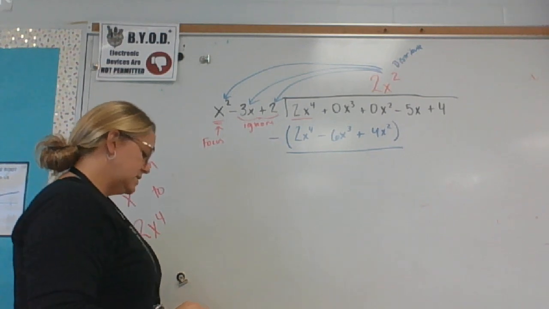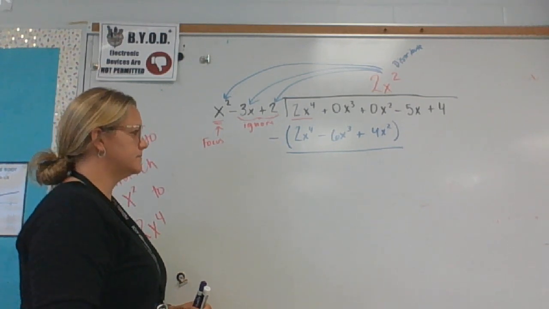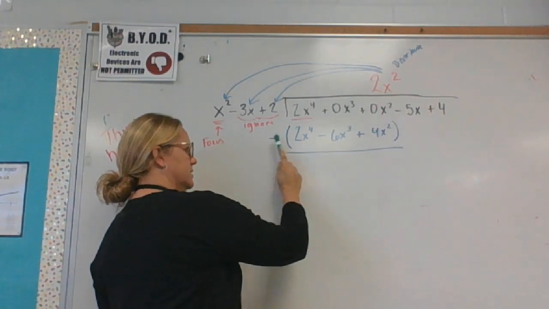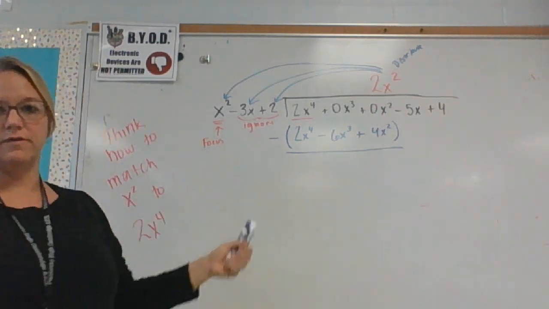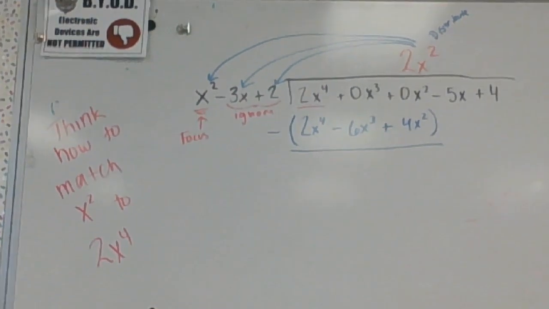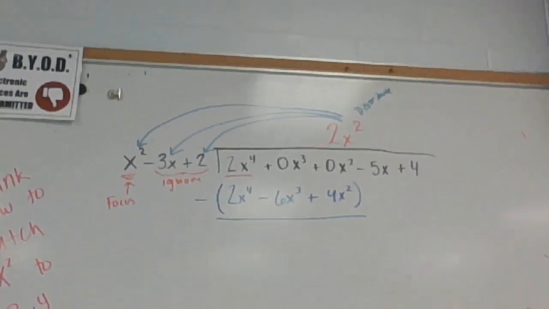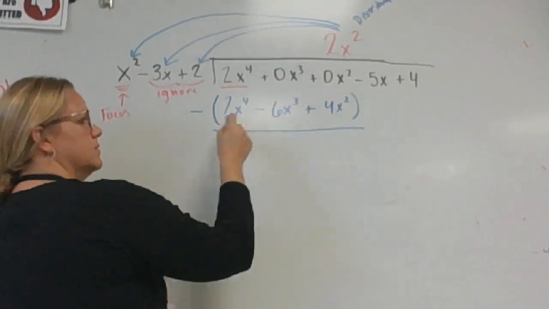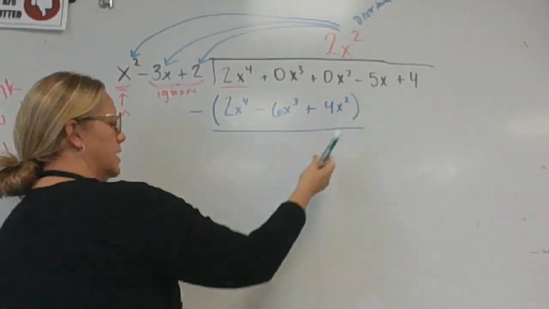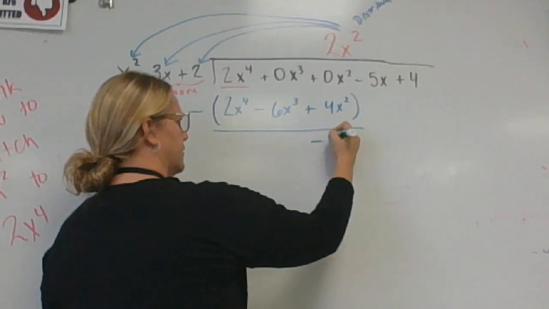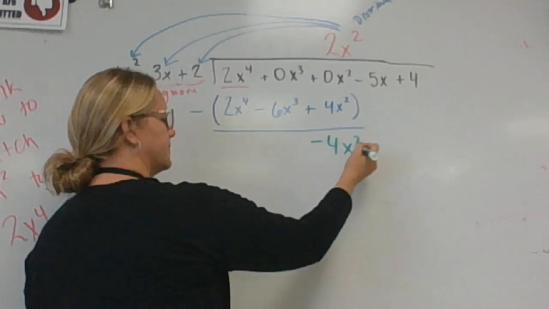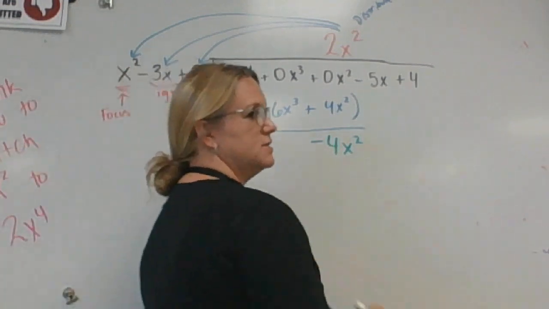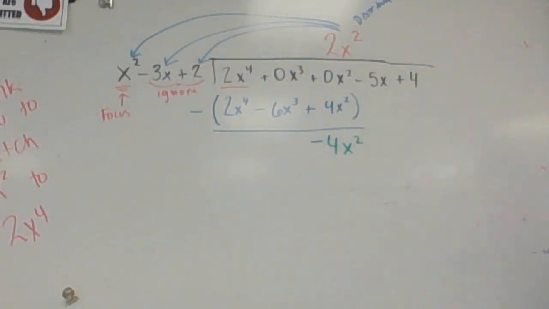And here's where the mistakes usually occur. This is 0 minus 4. You have to look all the way over there to see the subtraction sign. So you think, what is 0 minus 4? That would be negative 4x squared. 0 minus a negative 6. Now that's a whole different situation.